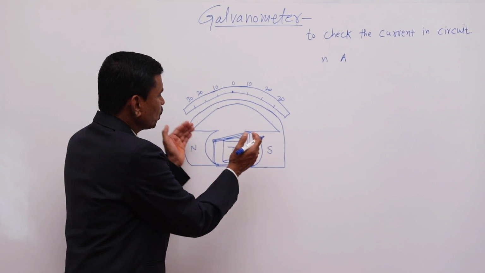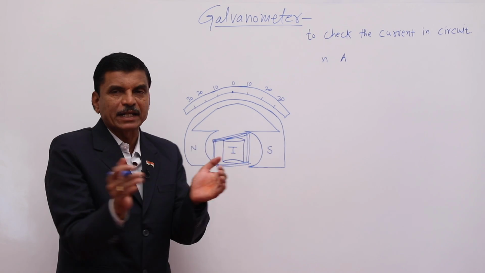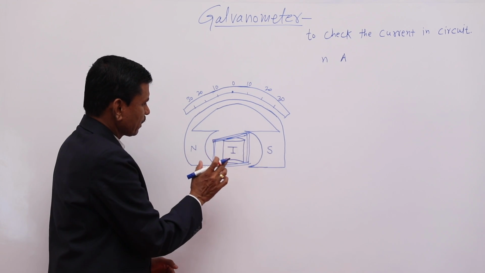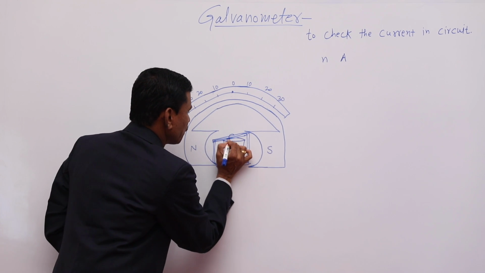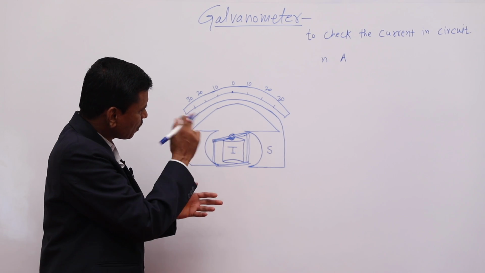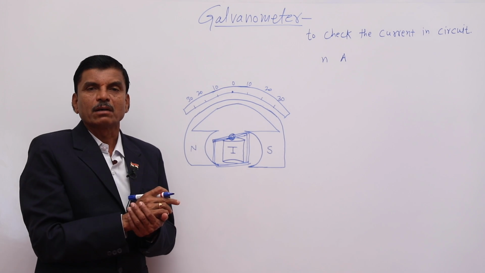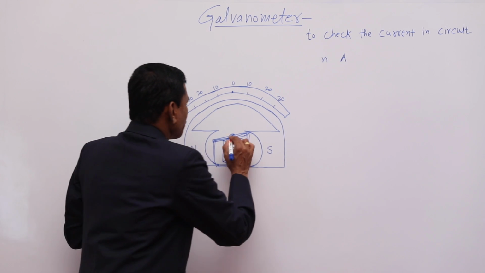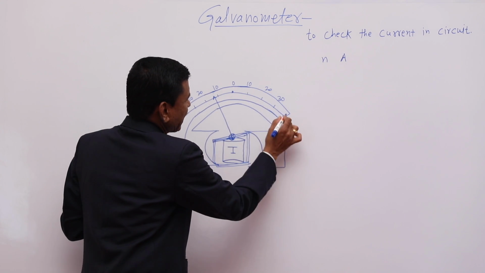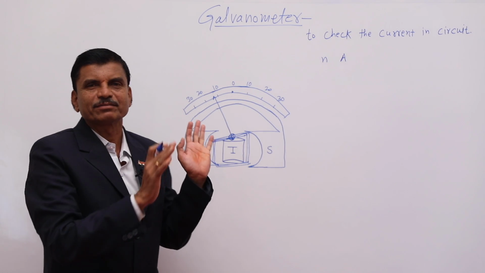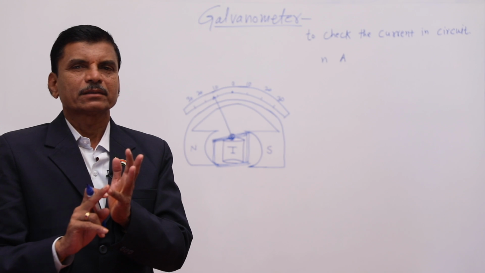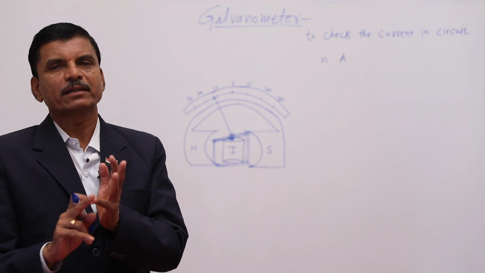It is placed in between two concave shaped pole pieces of a cylindrical horseshoe magnet, in this way. So, north pole, south pole, and the coil is pivoted by means of two springs. I have shown the above spring. There is another spring below the coil, and there is a pointer attached, and an angular scale, and that is our galvanometer.